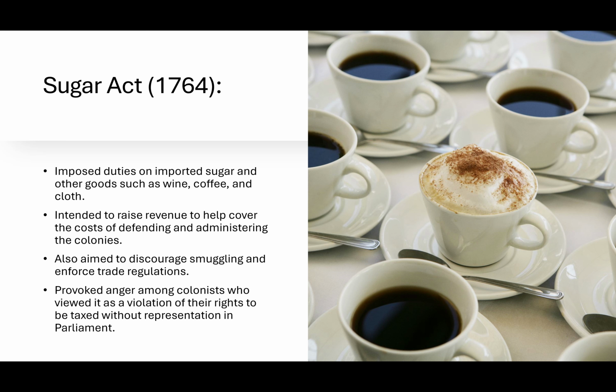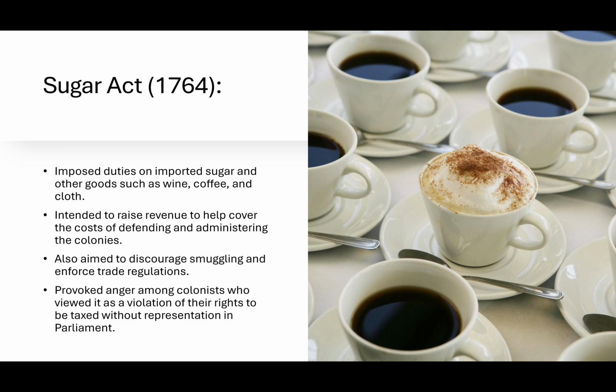So it was an act, right? It could have been a facade, right? They could have said, okay, we're going to implement this act because we're spending so much money to defend and administer the colonies, right? That could have been a facade. But if it was really for administrative issues, right, and defending the colonies, then it would have made sense, right?